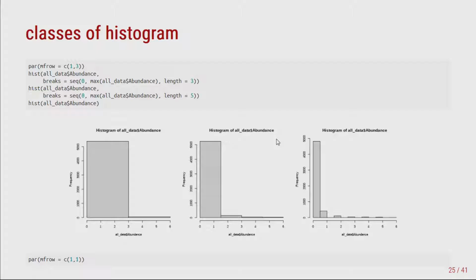So we do that by using the argument breaks in the histogram function. For all data, I'm still doing my histogram with my column abundance here, and I'm setting my breaks from 0 to the maximum value. I want to divide into 3 intervals.